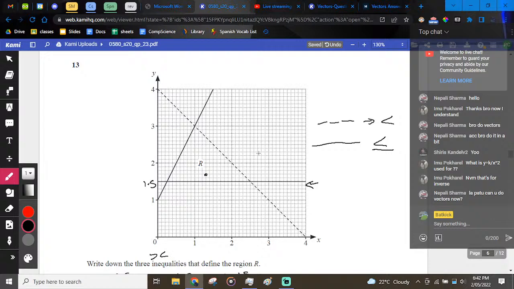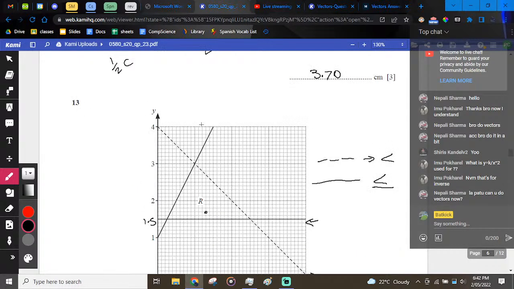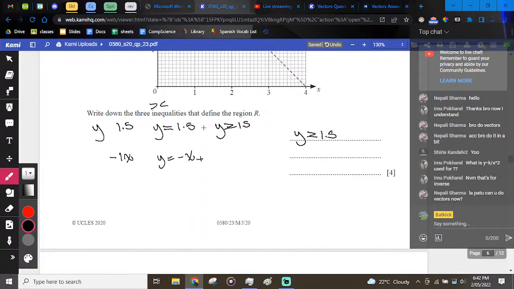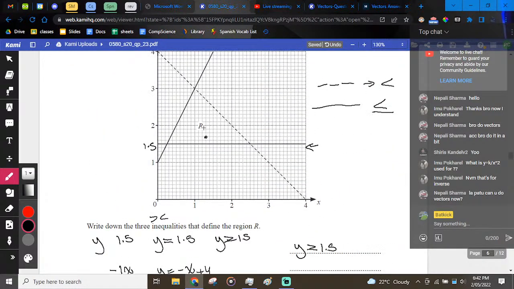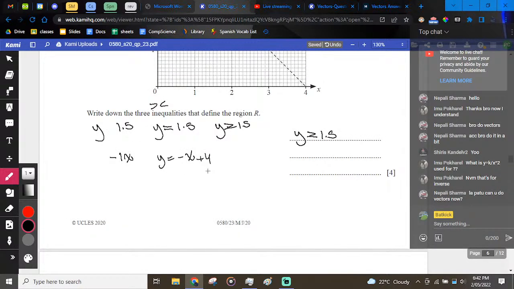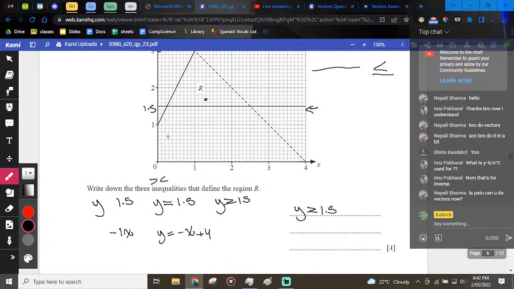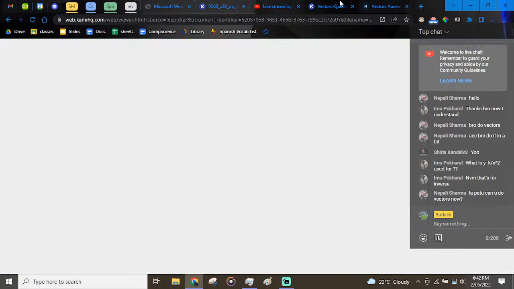So this line has a gradient of -1, I've noticed. Dotted line. -1x, or just y equals -x, and the y-intercept is 4. I'm going to pick a point in the region. Okay, I'll come back to this.